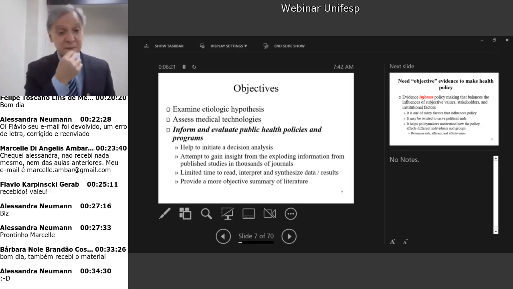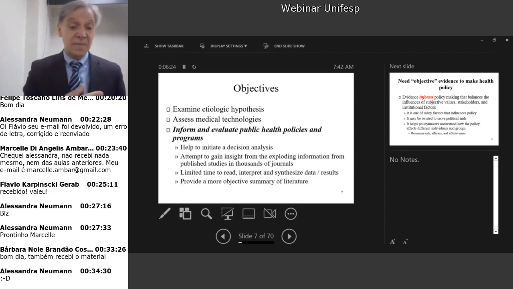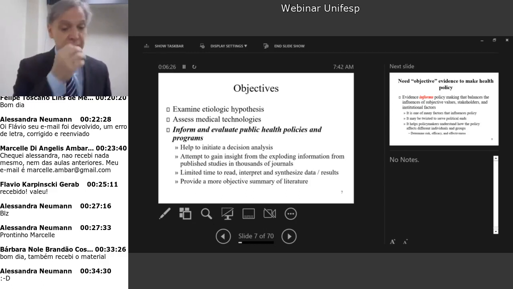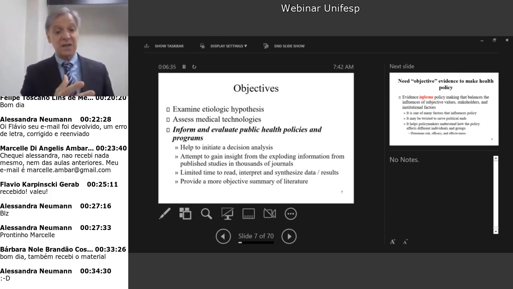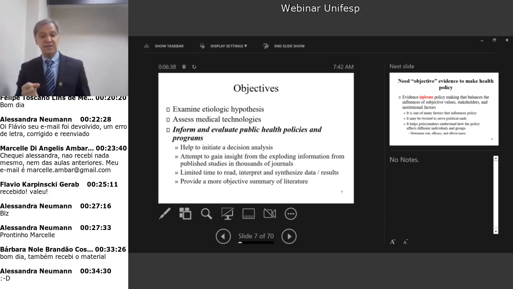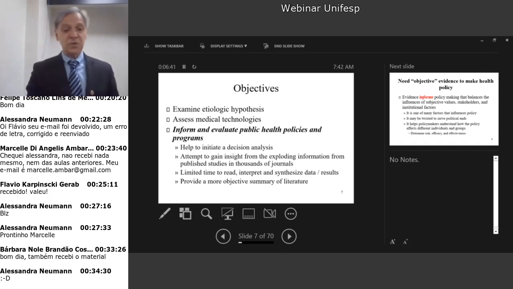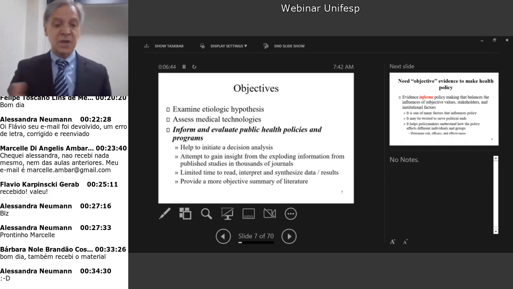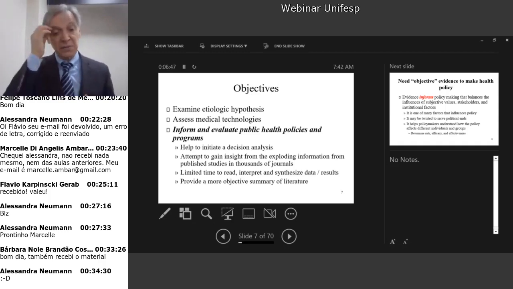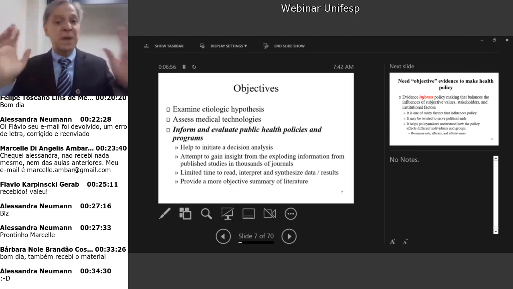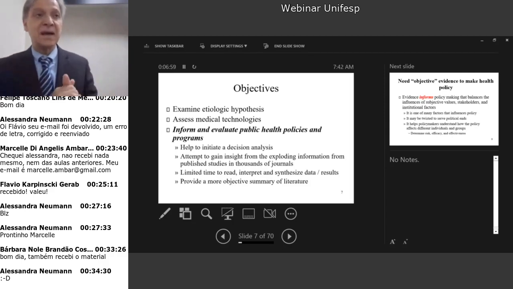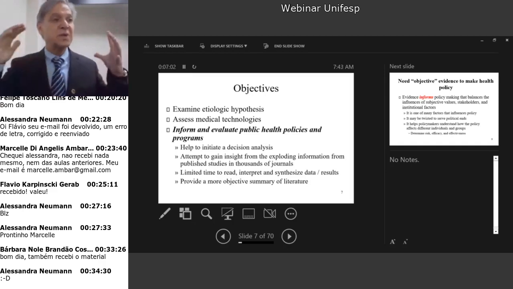It could be just a treatment effect, a chemical or a drug or medicine, or an equipment or an implant in your body. It's a medical equipment. Inform and evaluate public health policies and programs. It helps to initiate the decision analysis, attempting to gain insight from the exploding information from published studies in thousands of journals. You have limited time to read, interpret and synthesize data results, like I said. Provide a more objective summary of the literature. Point is, meta-analysis does all of that, and better than the original study, because it summarizes everything. It gives a perspective. And that's why in the National Institutes of Health, it's considered to be the ultimate design.